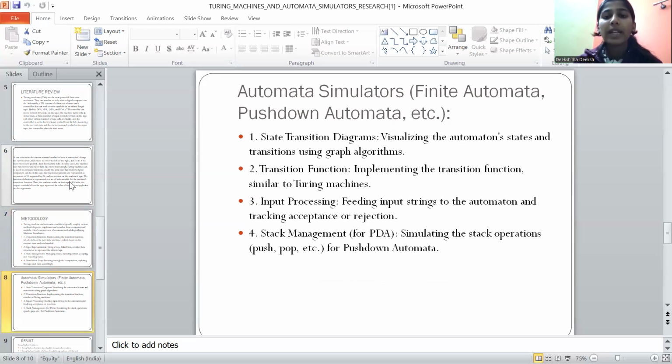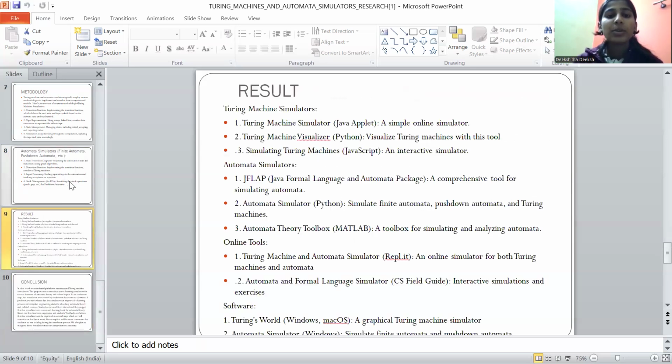Automata simulators: finite automata, pushdown automata, etc. State transition diagrams: visualizing the automata states and transitions using graph algorithms. Transition function: implementing the transition function similar to Turing machines. Input processing: feeding input strings to the automaton and tracking the acceptance or rejection. Stack management for PDA: simulating the stack operations, push, pop, etc., for pushdown automata.